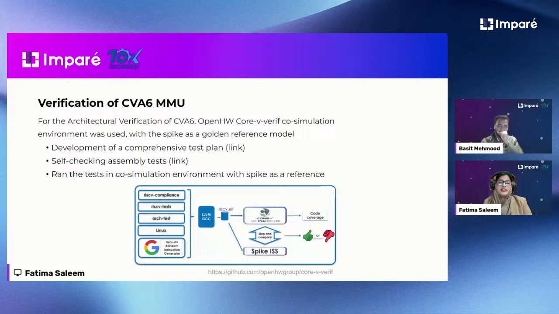We started out by developing a comprehensive test plan, and with that comprehensive test plan for the SV32, we wrote self-checking assembly tests for each test case in the test plan. At the end we ran them in the co-simulation environment and checked if the result was fine.